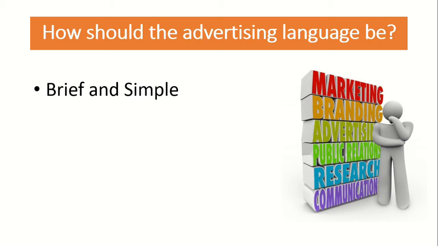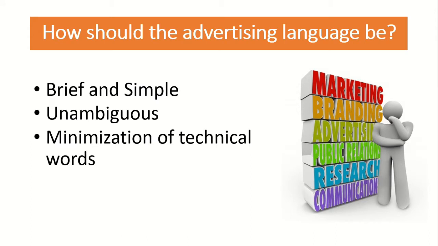The second one is unambiguous, which means that there must be one point that you focus on. Then minimize the technical words. Technical words are words technically used for the process or internally in the company. So you have to minimize them and not use them in advertisements.